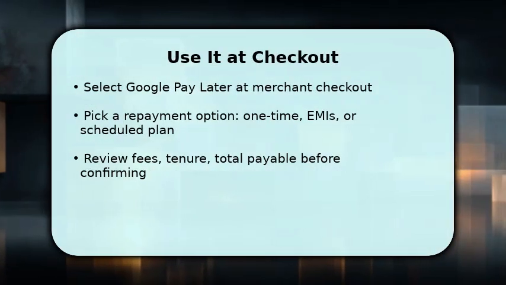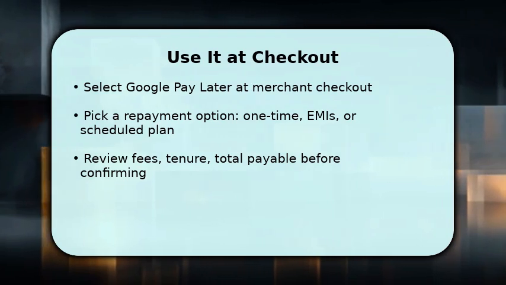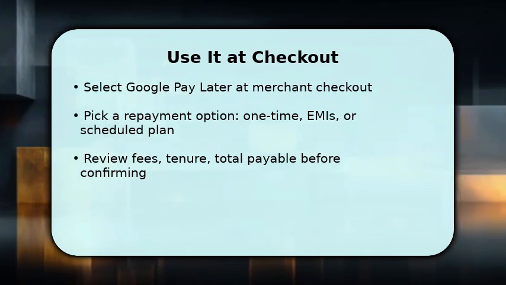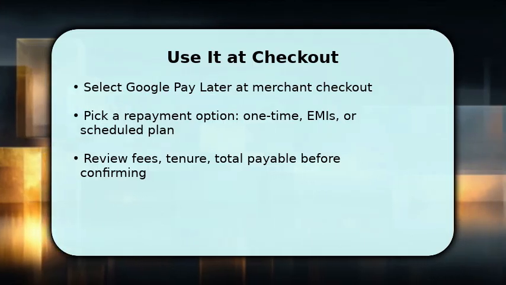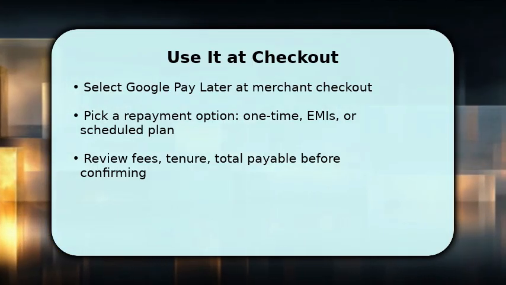When you check out, choose Google Pay Later as the payment method. You'll see your available limit and repayment options. You can pick one-time payment within 30 days or split into EMIs, select tenure, and review monthly amounts.